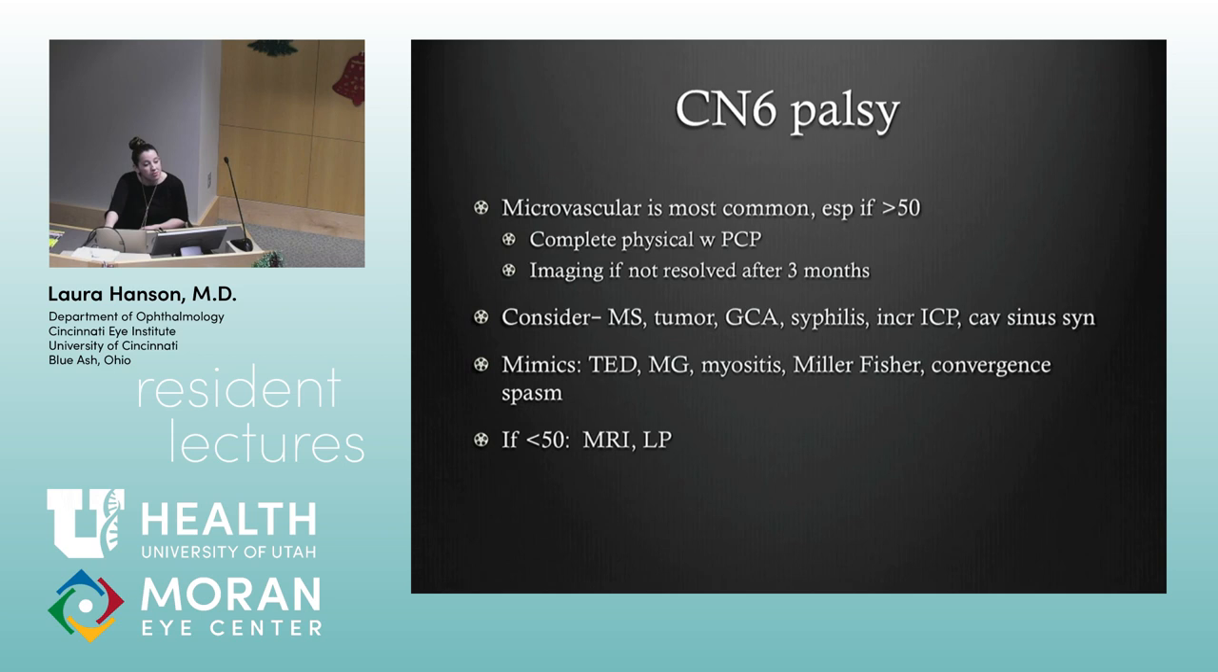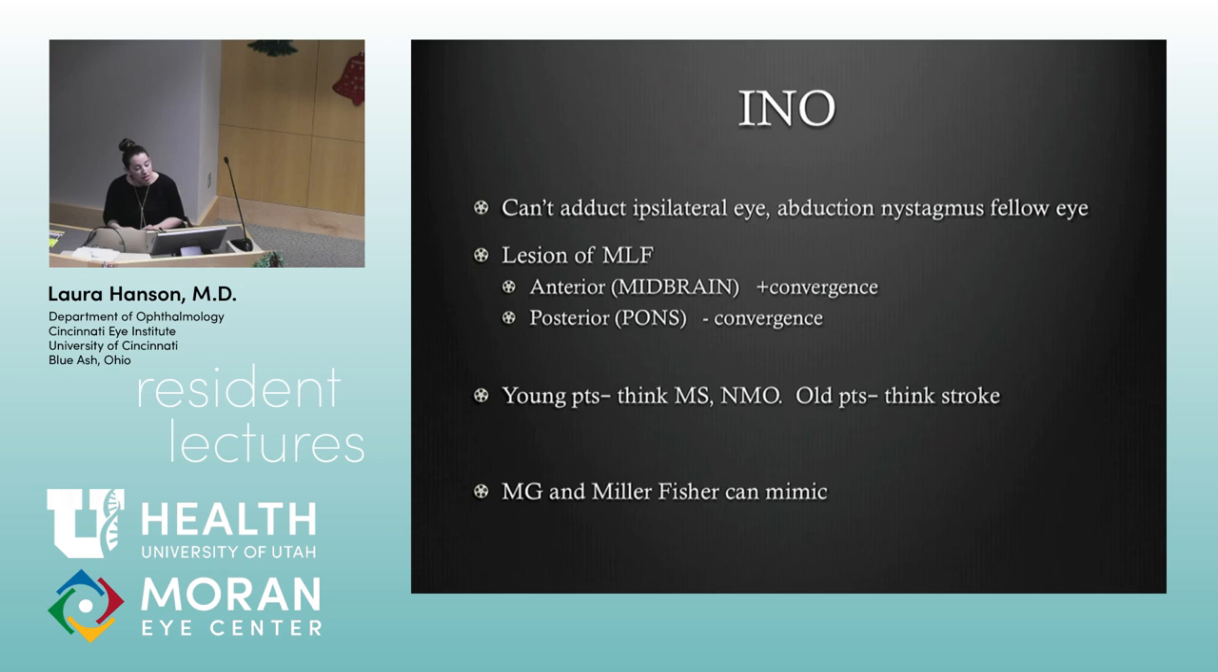Internuclear ophthalmoplegia, so they cannot adduct the ipsilateral eye, and they get abduction nystagmus in the fellow eye. It's a lesion of the medial longitudinal fasciculus. If they're still able to converge, then it's anterior, like in the midbrain. If they don't have convergence, it's posterior in the pons. If it's a young patient, it's a demyelinative picture. If it's an older patient, it's going to be a stroke picture. But myasthenia gravis and Miller Fisher can mimic it, including the nystagmus in lateral gaze. So keep that in mind.